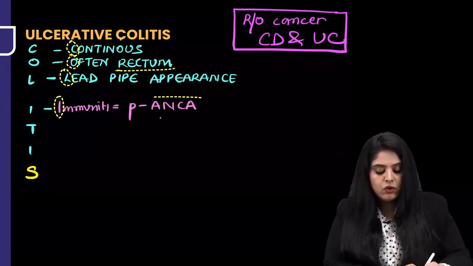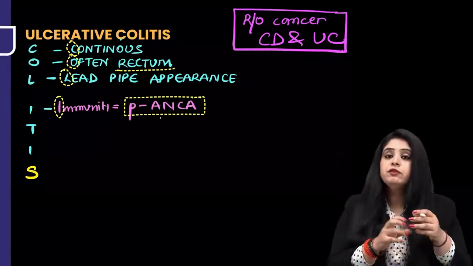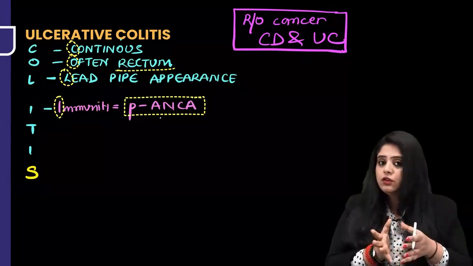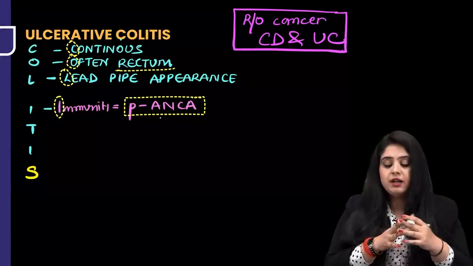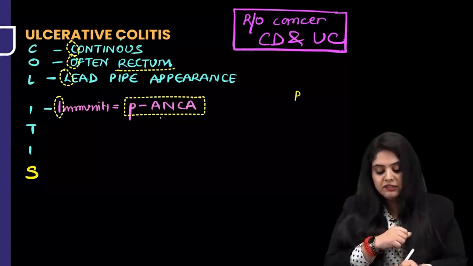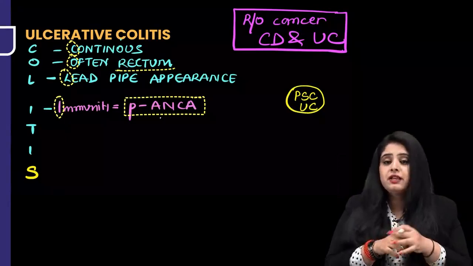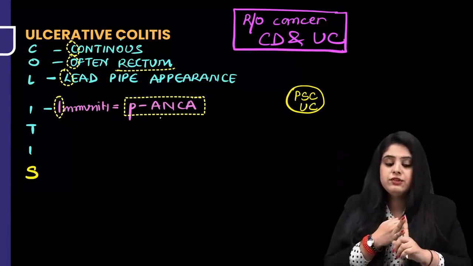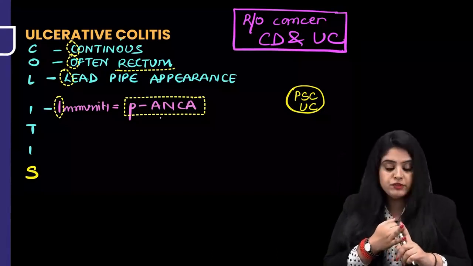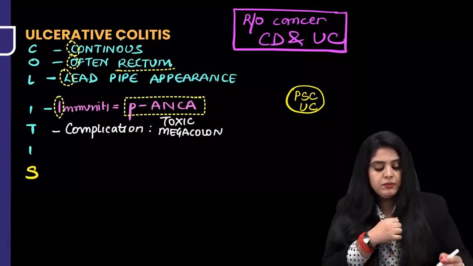ANCA. Can you quickly recall for me, if you've read the liver chapter, or after this you're going to read the liver chapter, there is one disease in the liver also that is P-ANCA positive, and that is primary sclerosing cholangitis. So these are the two gastrointestinal and hepatobiliary things. Ulcerative colitis and primary sclerosing cholangitis, both of these are P-ANCA positive.